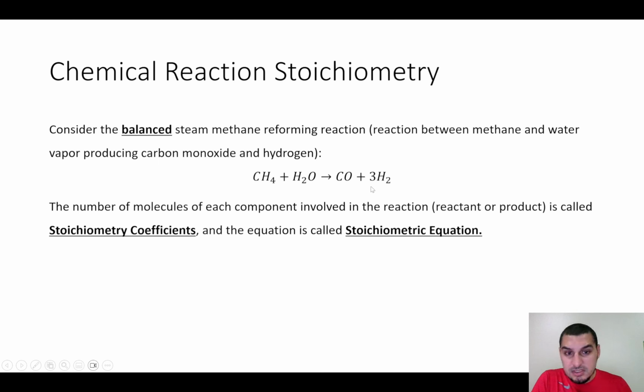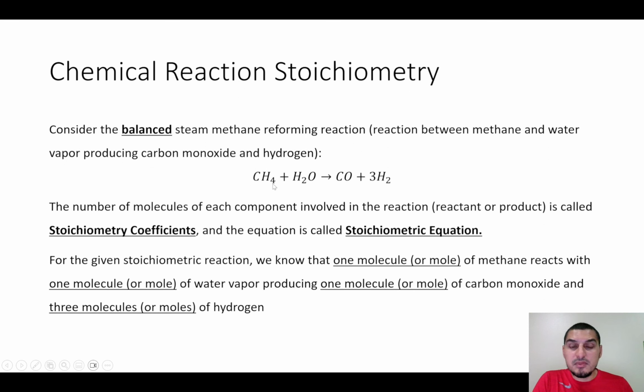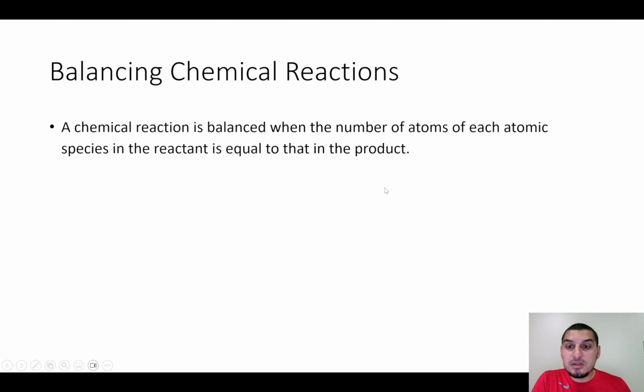So these numbers are called the stoichiometric coefficients, and the balanced equation is called the stoichiometric equation. This is what this equation is telling us, that 1 molecule or 1 mole reacts with 1 mole or molecule to produce 1 and 3. It's very, very important for the chemical equation to be a balanced equation.